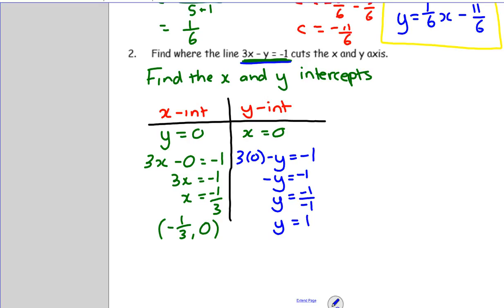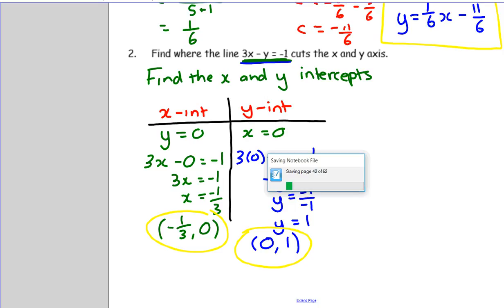So our x-intercept is 1/3, 0 and our y-intercept is 0, -1. And there are our final answers. That's the point where it cuts the x-axis, the x-intercept, and that's your y-intercept. So we have 2 answers here. Fabulous. Now let's go on to our next page.